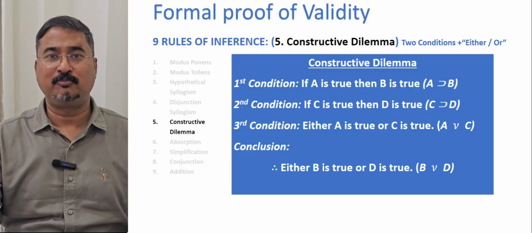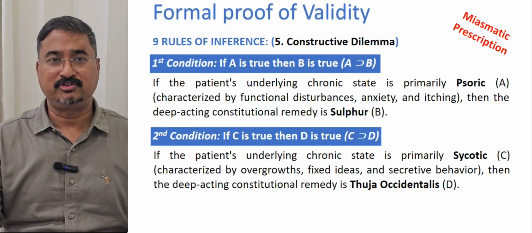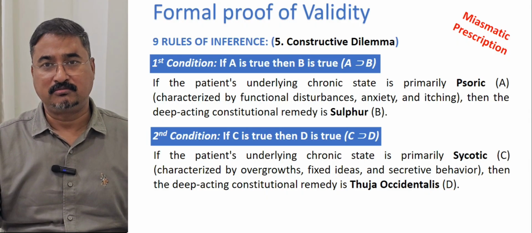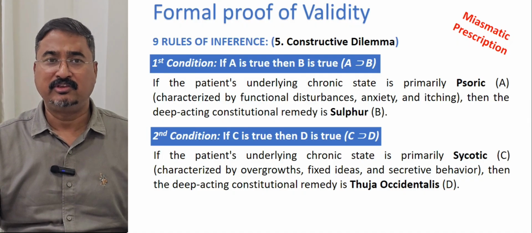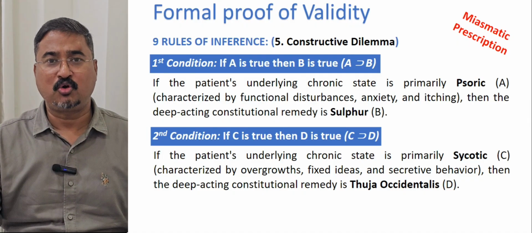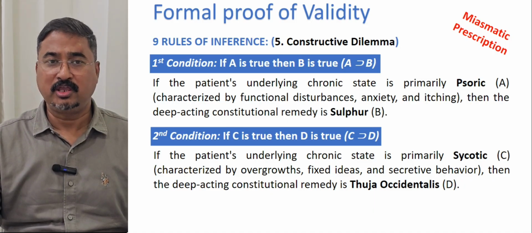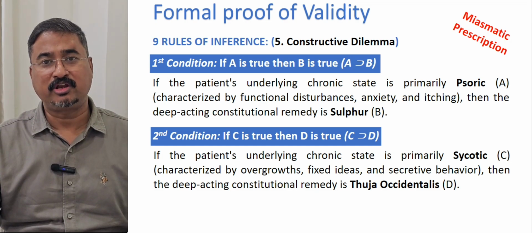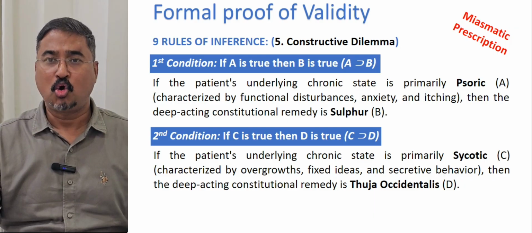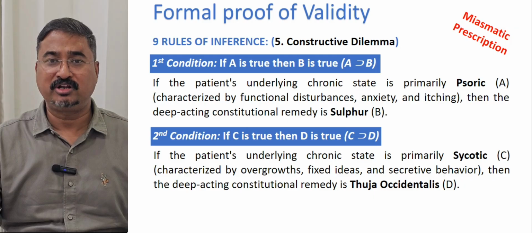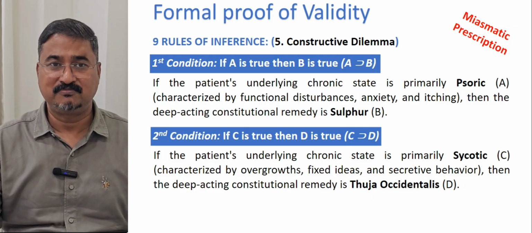Let us take an example of miasmatic prescription. First condition, if A is true, then B is true: if the patient's underlying chronic state is primarily psoric, that is characterized by functional disturbances, anxiety and itching, then the deep acting constitutional remedy is sulfur. Second condition, if C is true, then D is true: if the patient's underlying chronic state is primarily psychotic, that is characterized by overgrowths, fixed ideas and secretive behavior, then the deep acting constitutional remedy is thuja occidentalis.